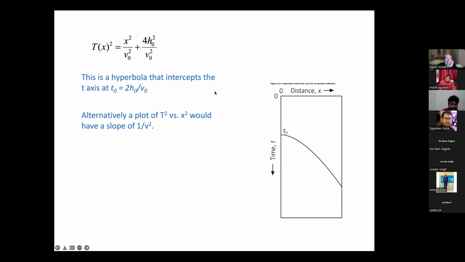This is a hyperbola that intercepts the t-axis at t naught equals 2h naught over v naught. So you can imagine if the source and the receiver are in the same place, you would just have a vertical bounce back up, and that's why you have 2h naught, because you have the downward leg and the upward leg, divided by v naught, and that equals the travel time. Now you could plot t squared versus x squared, and that would have a slope of 1 over v squared.